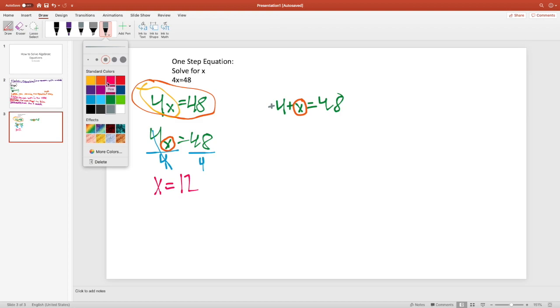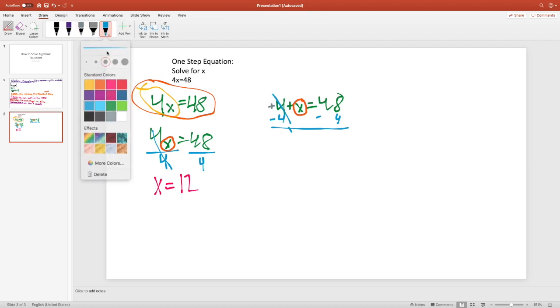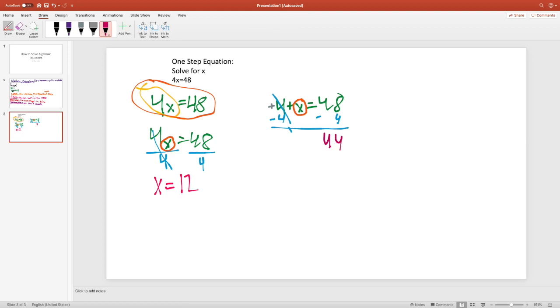So, by doing that, we have to do the opposite of addition, which is subtraction. So we subtract 4 from both sides of the equation. That cancels out. So we would finish with the equation X equals 44.